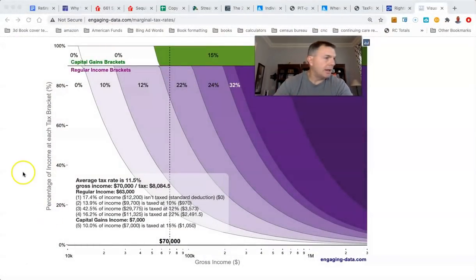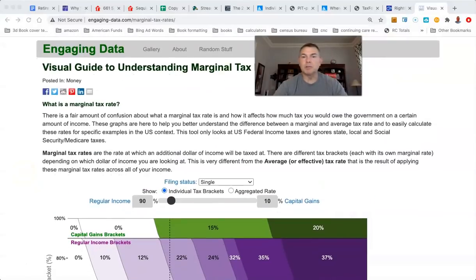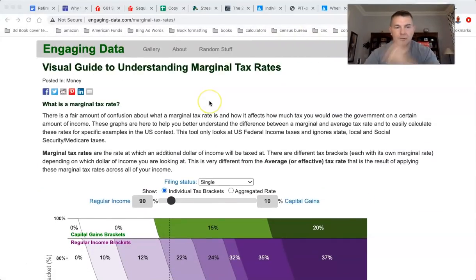So my man, someone sent this to me. I forgot who it was, but much obliged to you. Alan, maybe? I forgot. But anyway, who did send this to me? Scott. Anyway, it's a visual guide to understanding marginal tax rates. So we're going to do two things. We're going to show you this on engaging-data.com. I'll put links in the show notes. And then we're going to go into Right Capital.